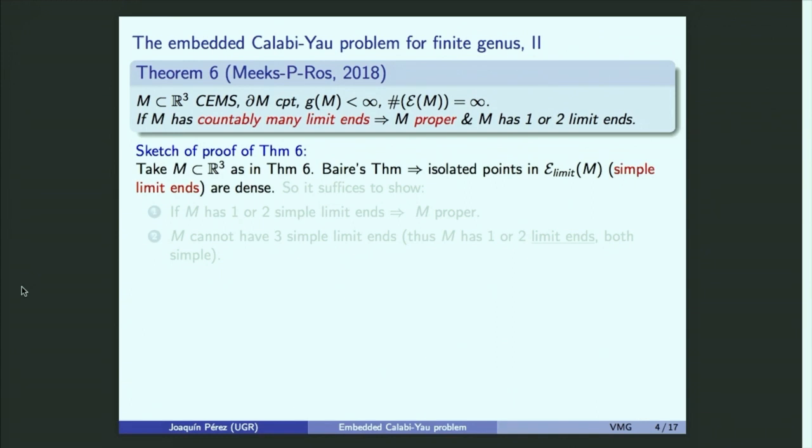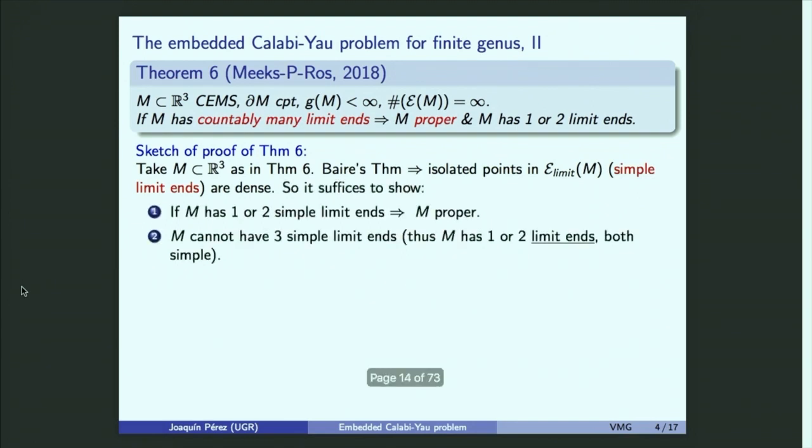So those simple limit ends, you can think of a simple limit end as an isolated point. Well, the set of those is dense. So then assume these two lines here, and then of course we will prove the theorem. If M has only one or two simple limit ends, it is proper, right? Well, of course, it is exactly what I want to conclude.